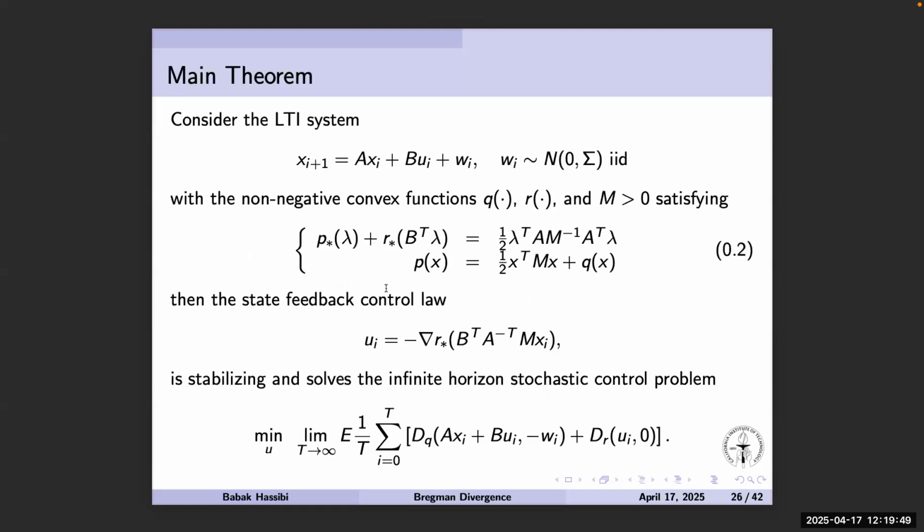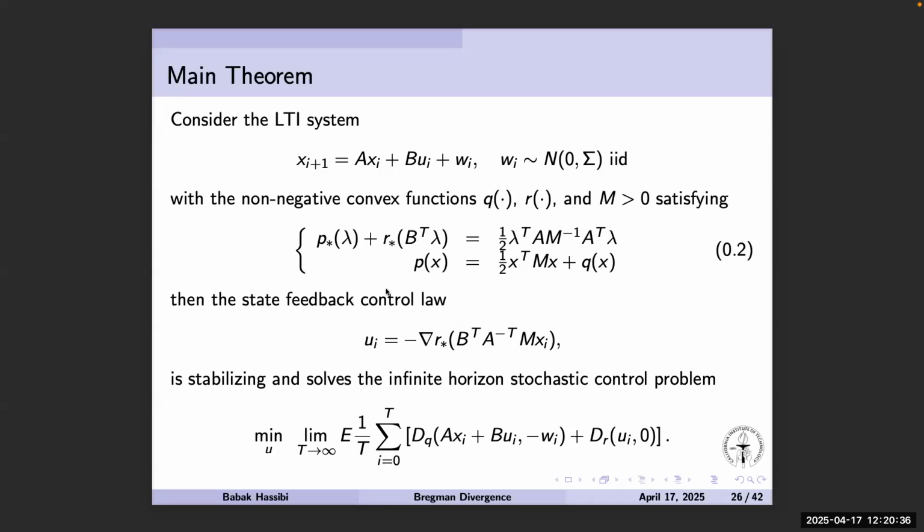Let me summarize what the main theorem is. Okay. So I have an LTI system driven by noise. And the claim is if I can find two non-negative convex functions Q and R and a positive M that satisfy these equations, then this nonlinear state feedback law solves this. It's the optimal stochastic Bregman divergence control. Okay. This is your state feedback. It's the generalization of the linear state feedback you get for LQG. This is kind of the extension of the Riccati equation. And this is the extension of LQG.